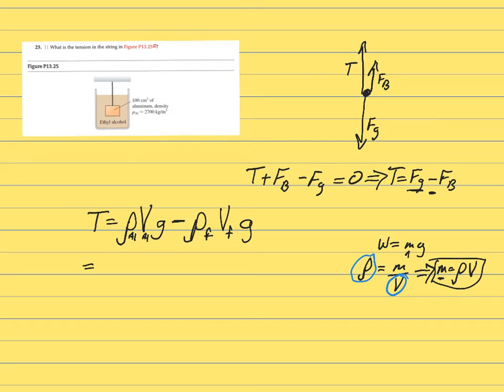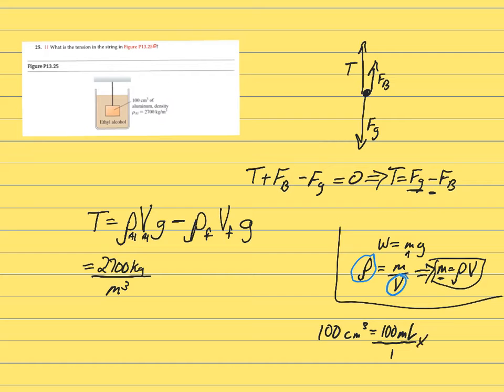The density of aluminum is 2,700 kilograms per meter cubed. The volume of that, now we might have to go over and do a little side problem again. 100 centimeters cubed is the same thing as 100 milliliters. And if we put that in here, didn't we have to go 1 times 10 to the negative?